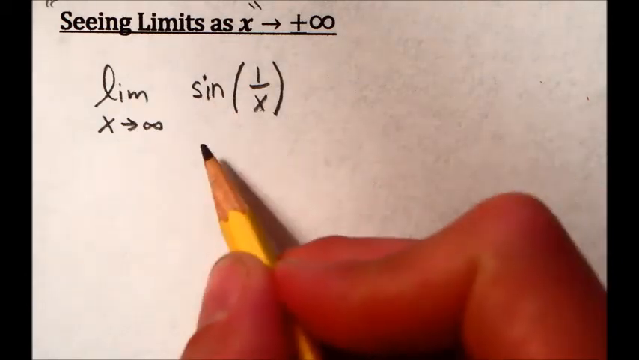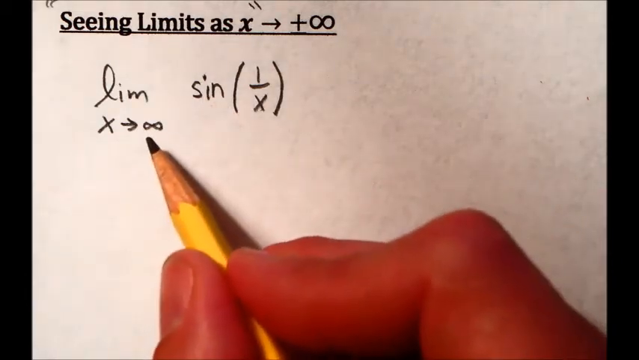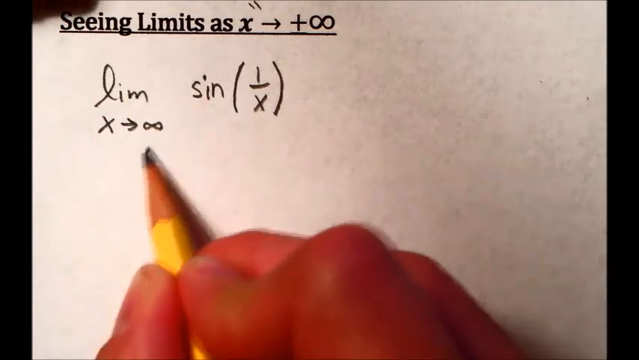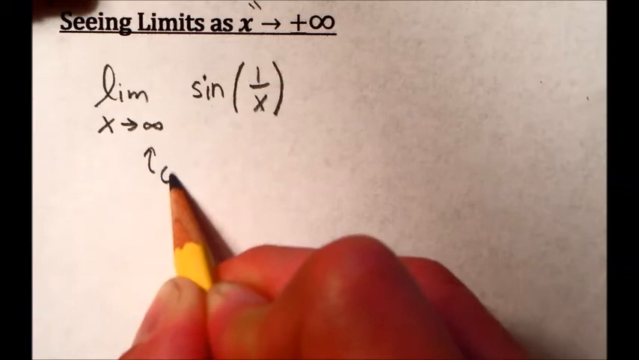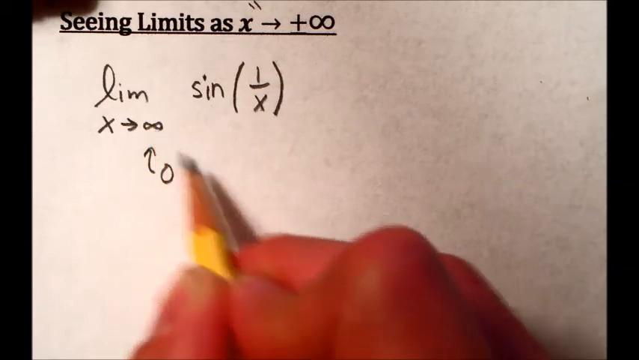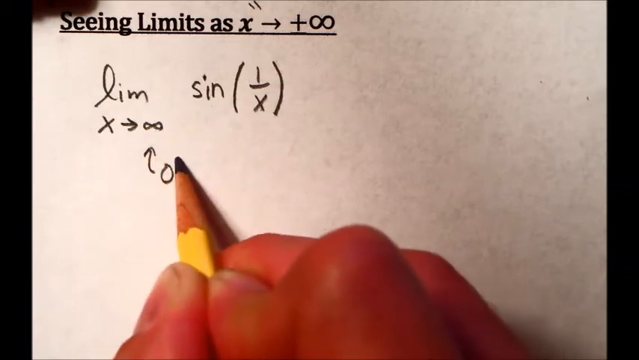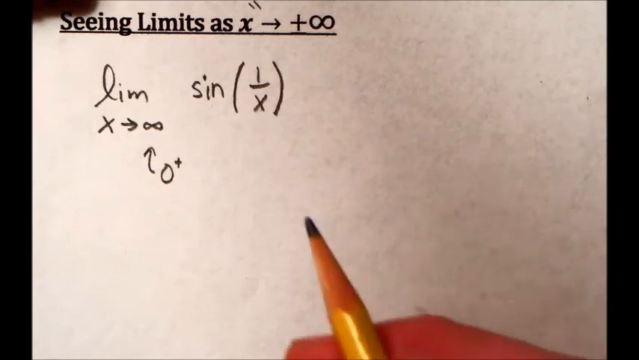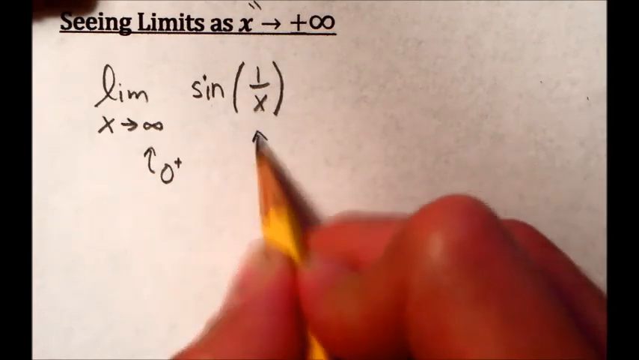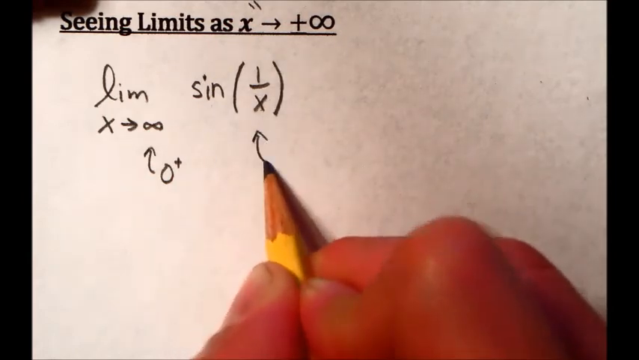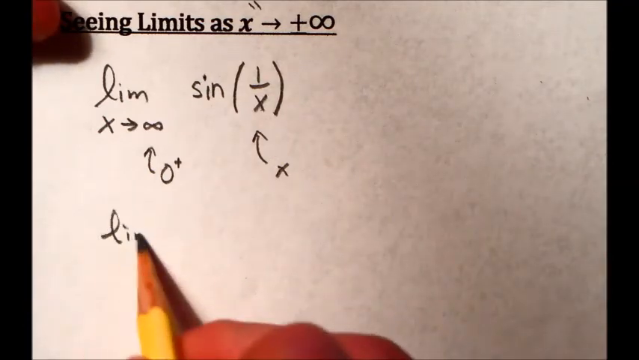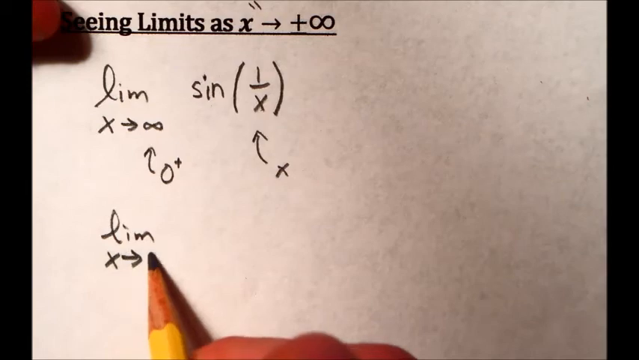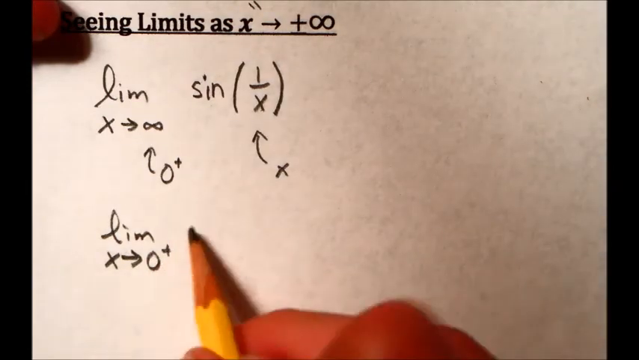Let's change this into a limit where this is a finite number. What we're going to do is take the reciprocal of a large number, which is approximately 0, and this is a large positive number, so we'll call it a 0 plus. And then we'll take the reciprocal of the inside here, which is just x, and we rewrite the problem entirely. The limit as x goes to 0 from the right of sine x.